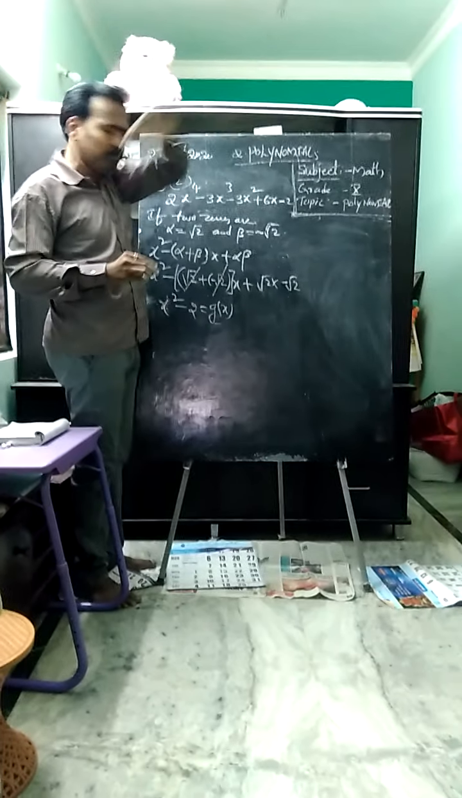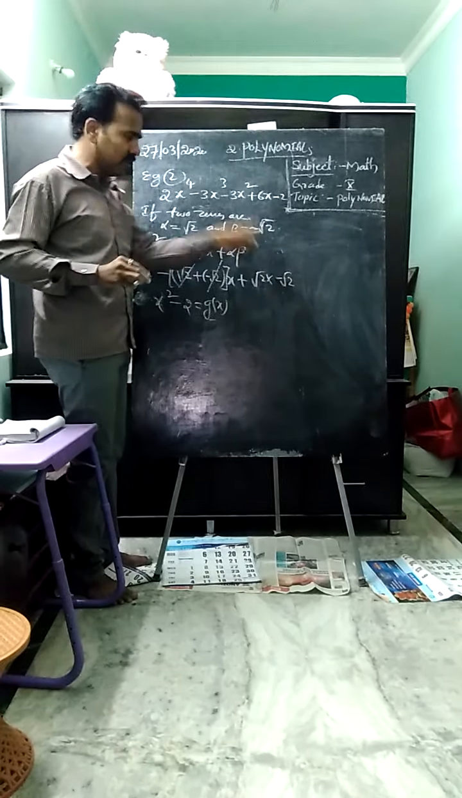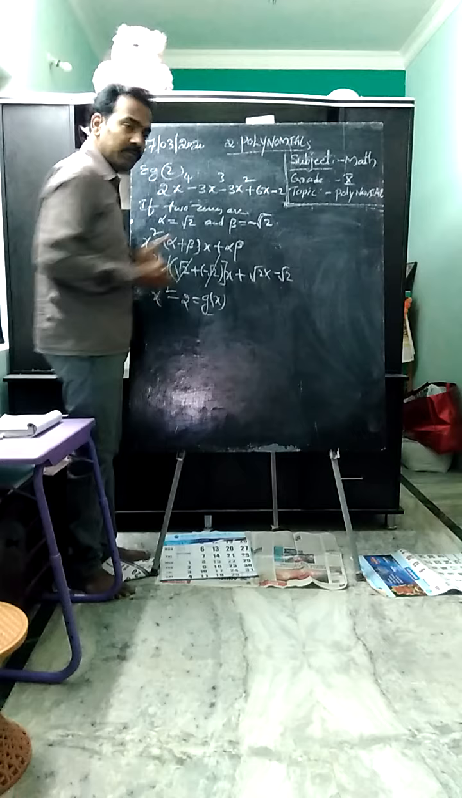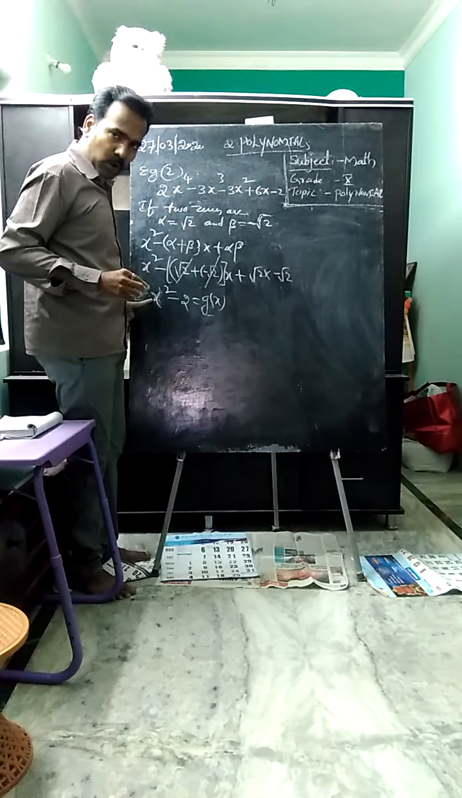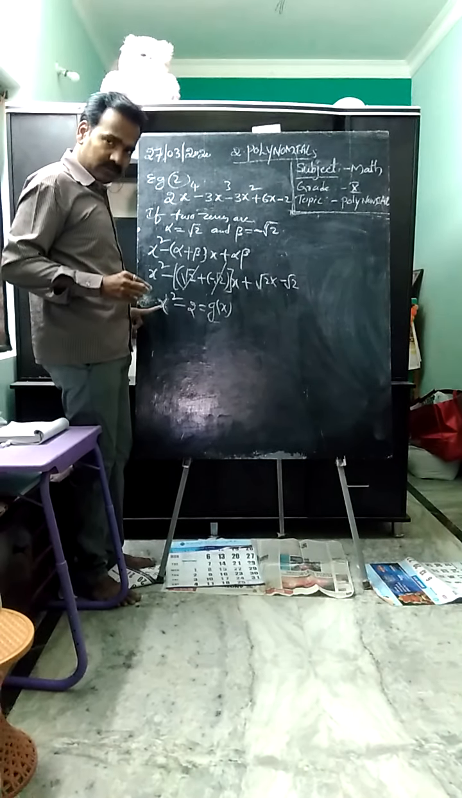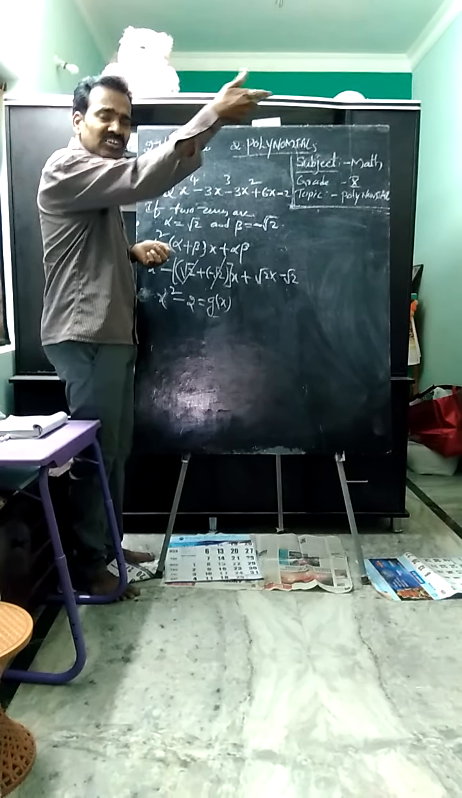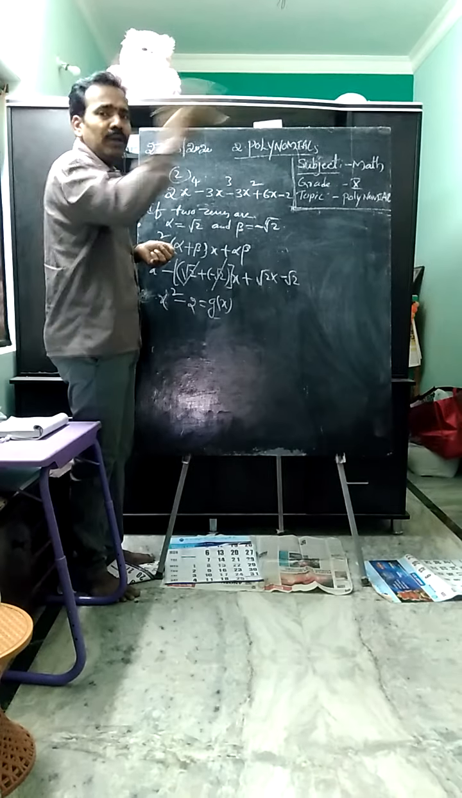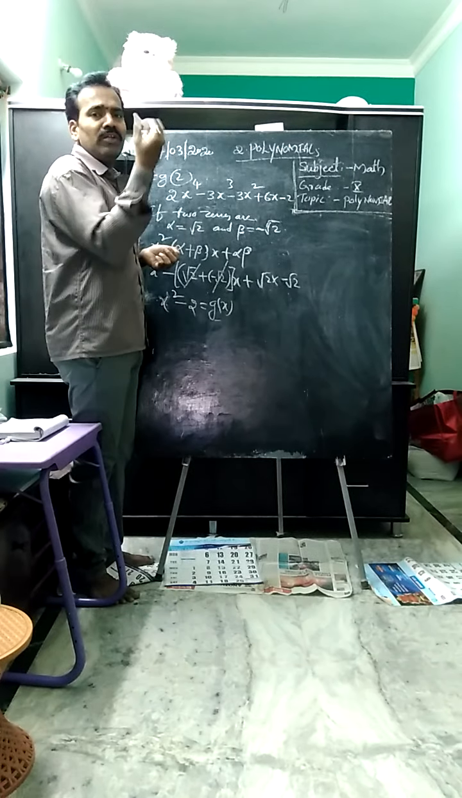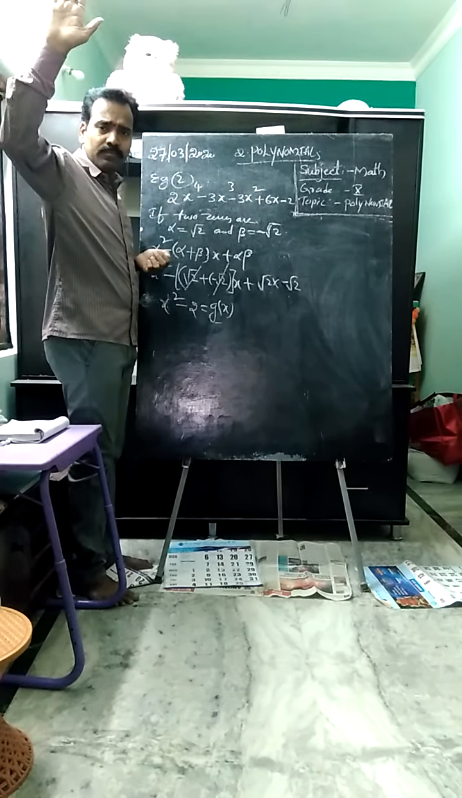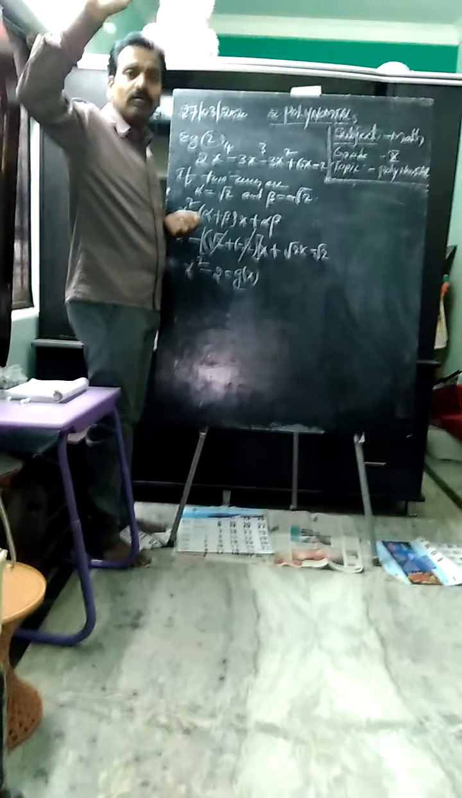Again I am repeating: biquadratic polynomial, so 4 zeros are possible. Already we have 2 zeros, 2 more zeros we need to find. For that, find the quadratic polynomial. This will be the divisor and this will be the dividend. Apply long division, we will get a quadratic polynomial as quotient. Apply the split of middle term method, then we will get 2 more zeros. Yes students?